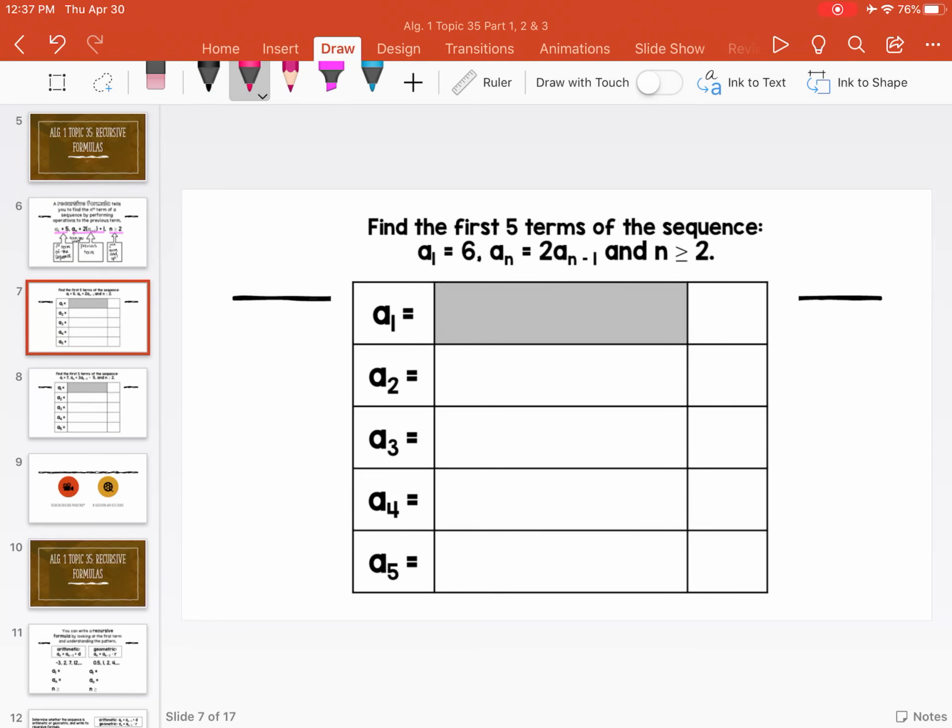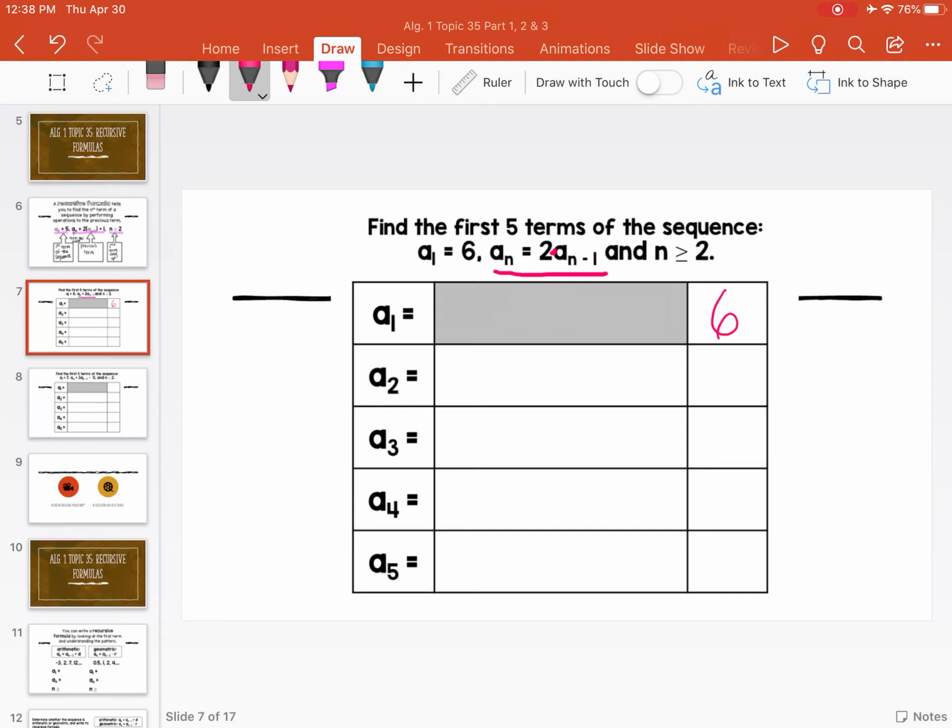Let's say, for the first example, we want to find the first 5 terms of a sequence. In our example, we know that a sub 1 is 6. So the first term that we start off with is 6. Our rule that we have here is in order to find the term that we want, we have to take the previous term, a sub n minus 1, and multiply it by 2. So there's multiplication in between this 2 and this a sub n minus 1. And this will work in order to find the second term, third term, fourth term, fifth term, etc.